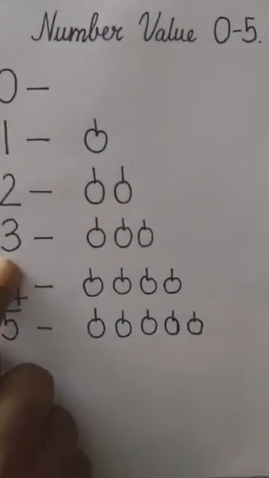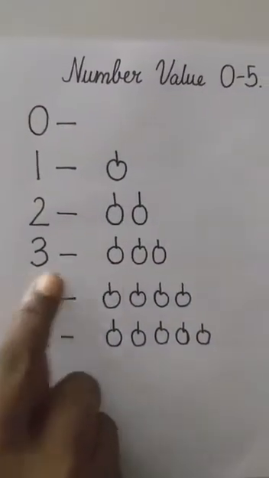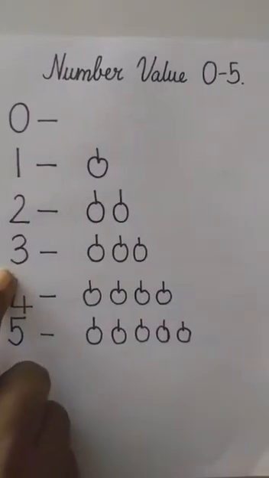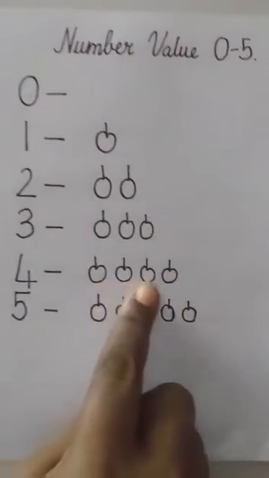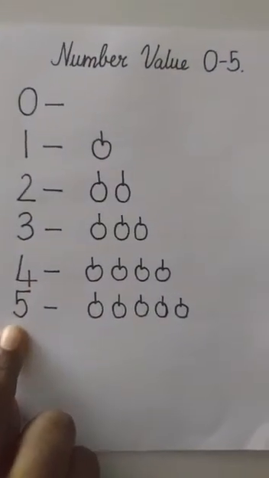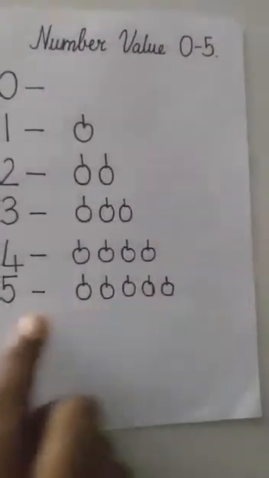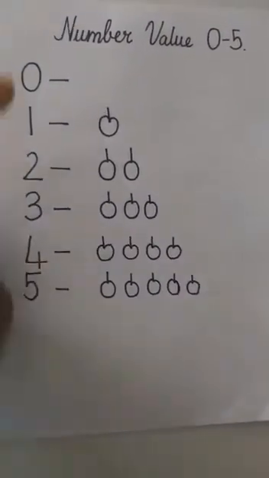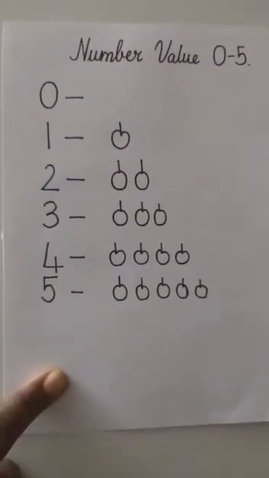Next was number 3 and we have 3 grapes for number 3. The value was 3 grapes for number 3. Next number was 4 and we have 4 grapes for number 4. And the last number we did was 5 and we drew 5 grapes for number 5. So this was what we did in our last class. We learned number value 0 to 5.